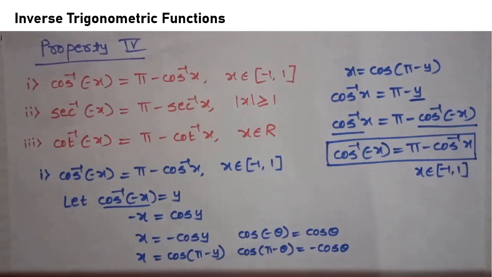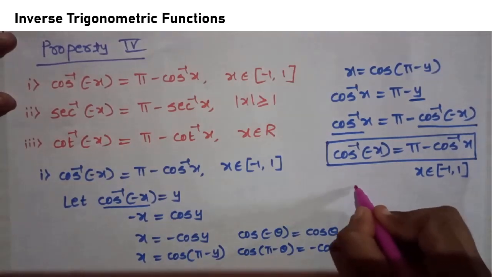The third property is sine inverse of minus x is minus sine inverse x. But for cos inverse, cos inverse of minus x is pi minus cos inverse x. Okay. Hope you understood this property. How to apply this property? They will ask one example.